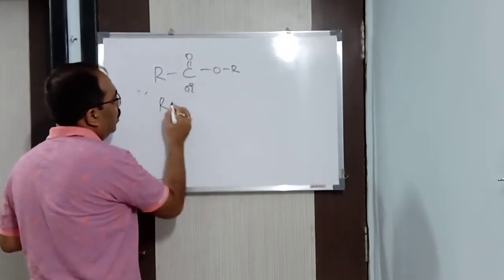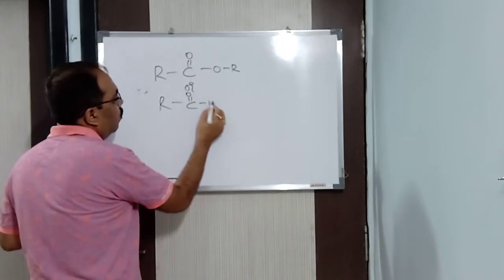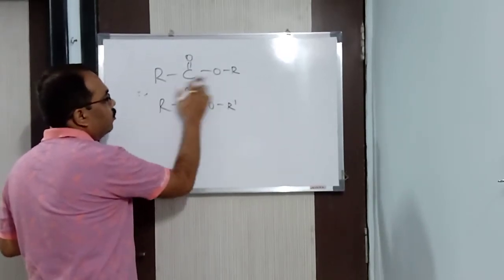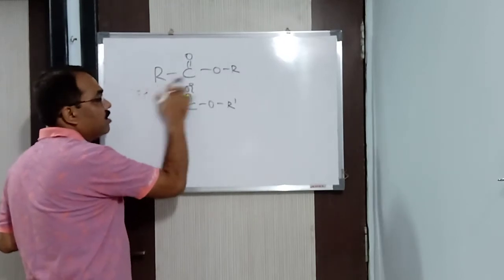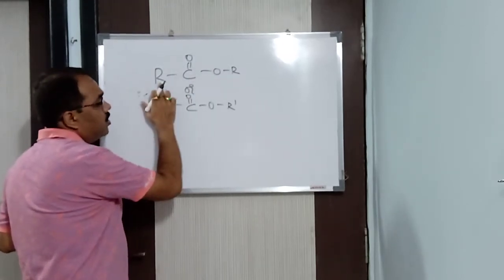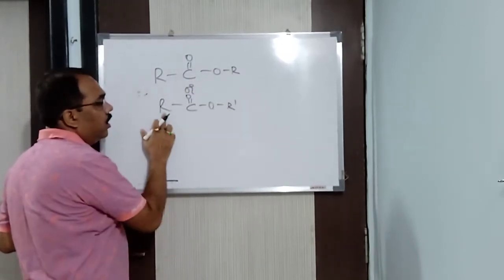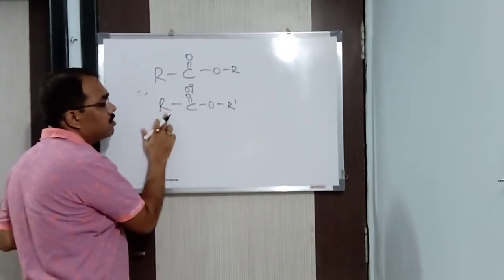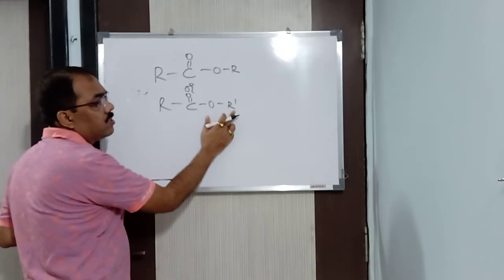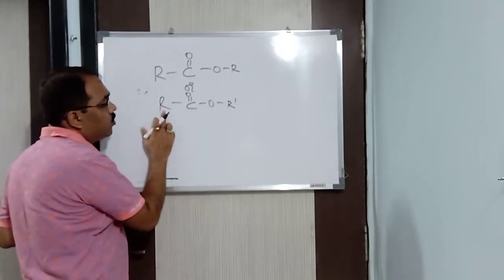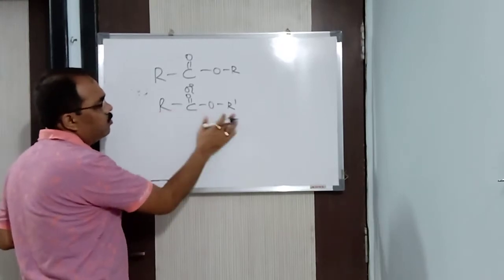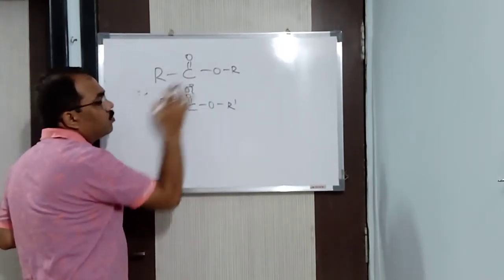Or we can say RCOOR dash. Here R and R means both the alkyl groups are the same. Suppose this is CH3, this is also CH3. This is C2H5, this is also C2H5. Here when I say R and R dash, it means one is CH3, another is C2H5. Or one is C2H5, another is C3H7. Or one is C2H5, another is C6H5, phenyl. So two different alkyl groups here, and here two same alkyl groups.